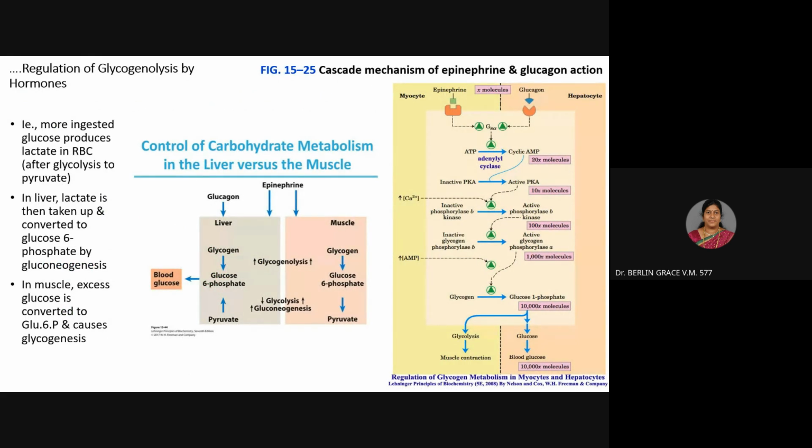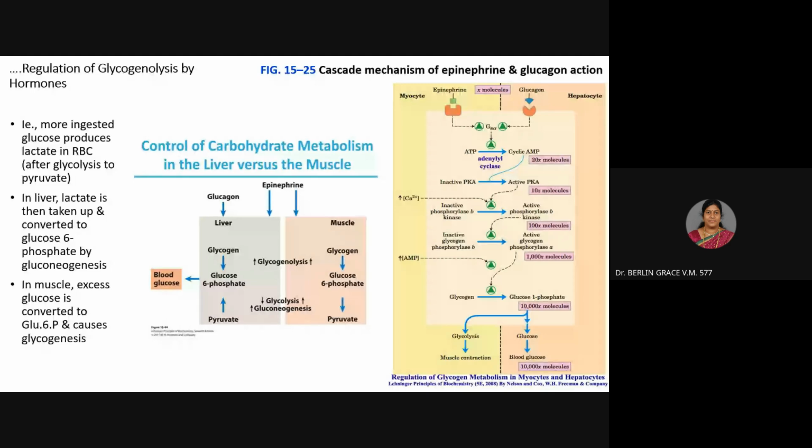Here you can see the cascade of hormone action. The main hormones which regulate the blood glucose are epinephrine and glucagon. Insulin, you know, always suppresses the level of blood glucose, whereas epinephrine and glucagon, in stressful conditions, at fasting, at exercise, have to maintain the blood glucose level. For that, they will enhance the glycogenolysis.